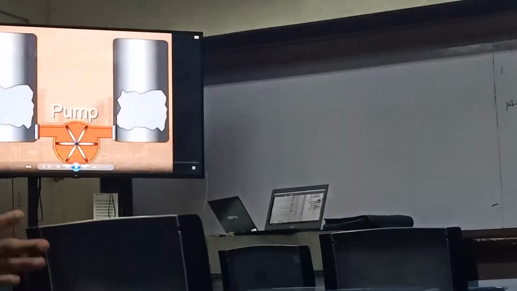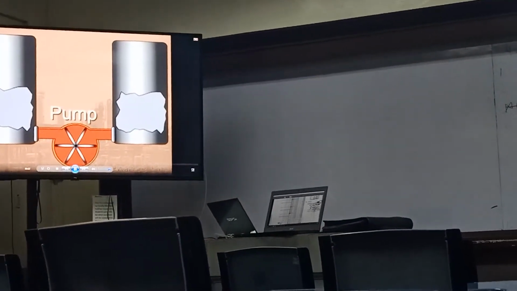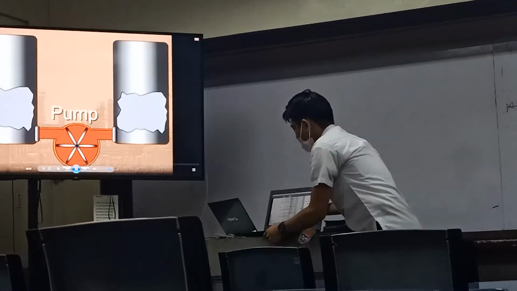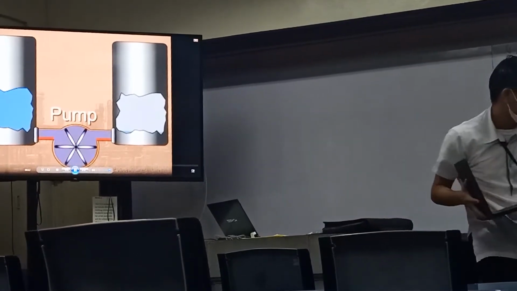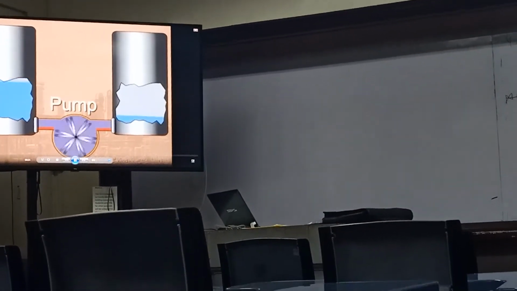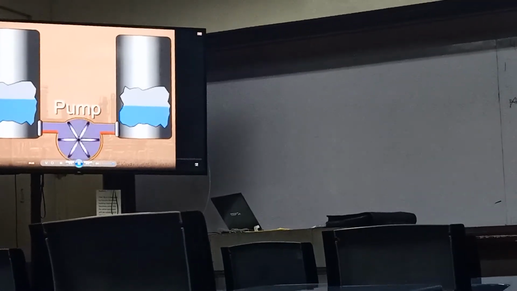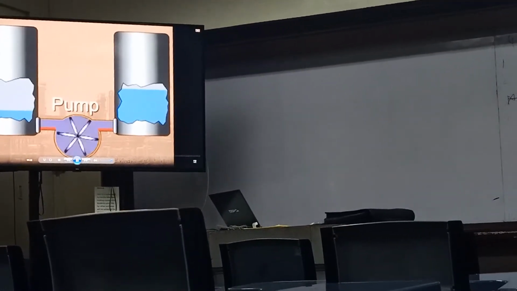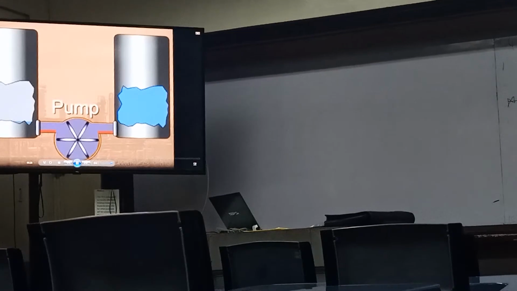Next refresher. A pump is a device used to move liquids or slurries. A pump moves liquids from lower pressure to higher pressure and overcomes the difference in pressure by adding energy to the system.